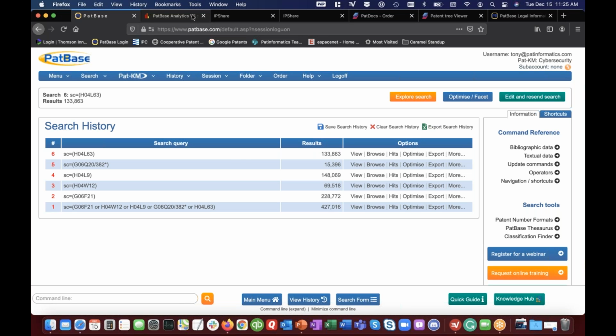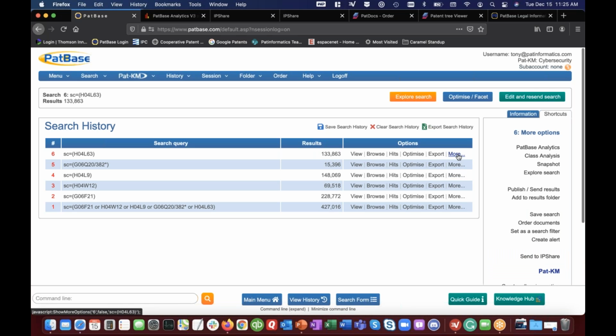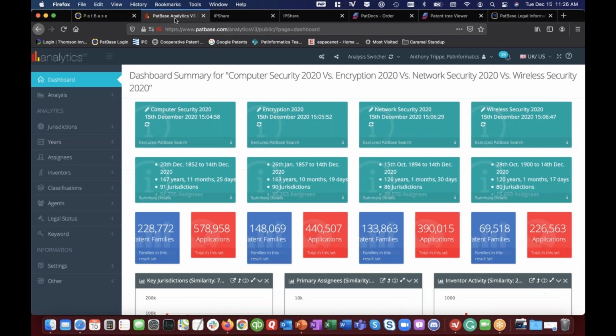I could have actually just, of course, come over here and clicked on any one of these and said more, and then just sent it over to Pat-based analytics, or sent it to IP share. There's all sorts of different things that I could do from here. But just to save a little bit of time, I went ahead and already loaded up the analytics with this. And again, the analytics, anything over 100,000 records would have had a difficult time with.